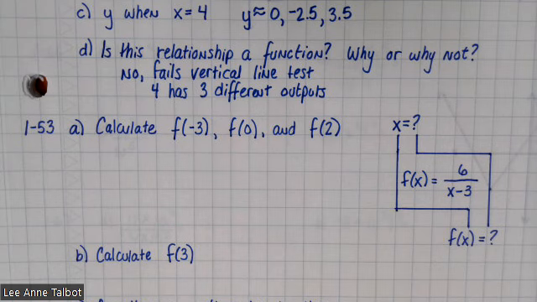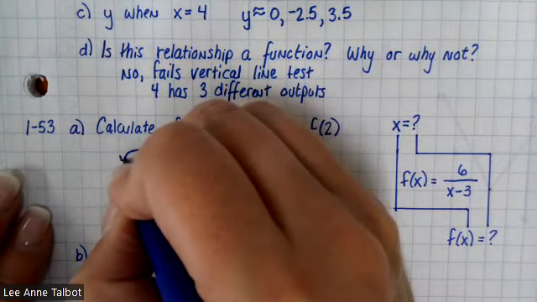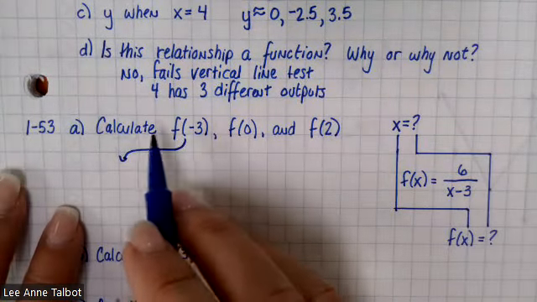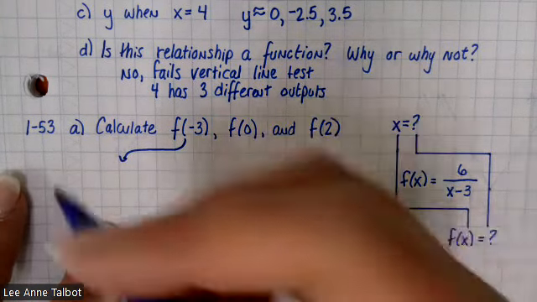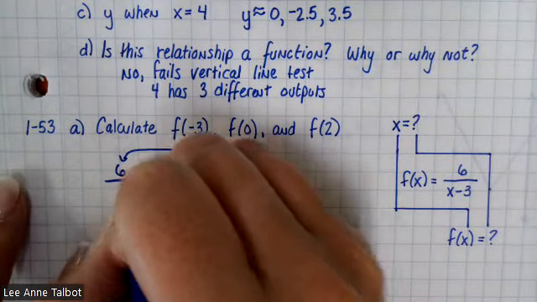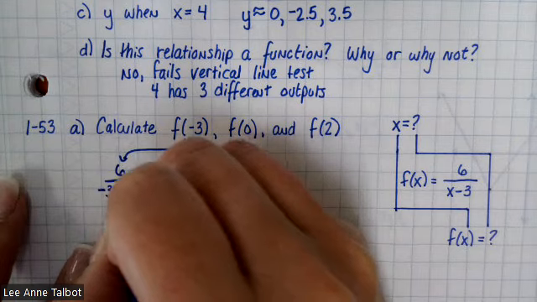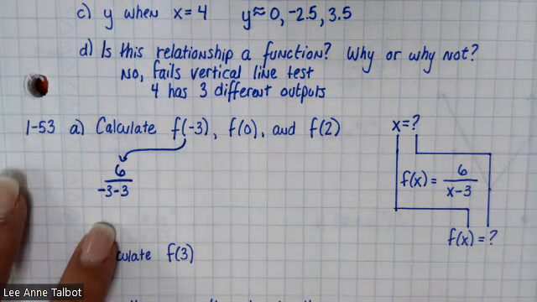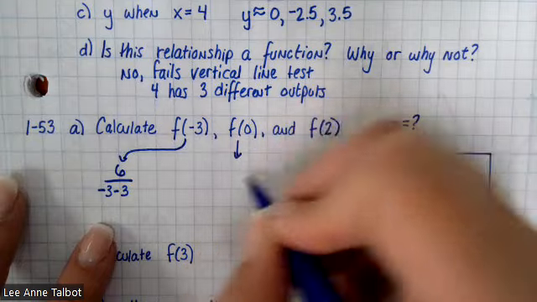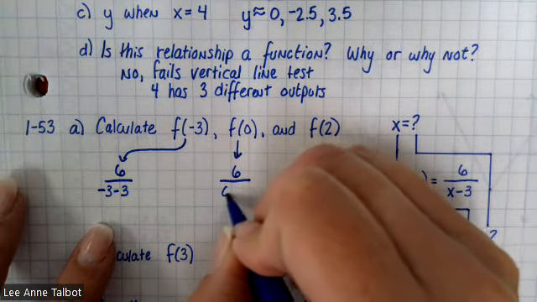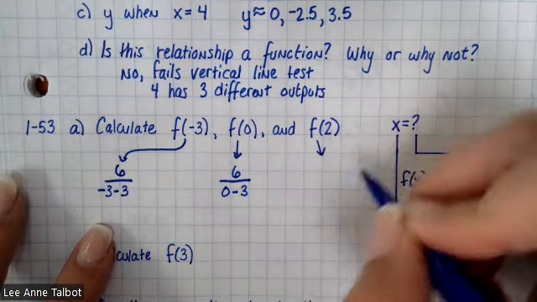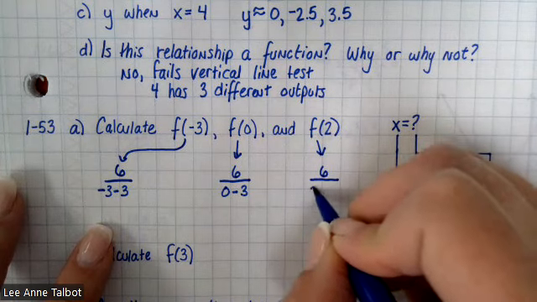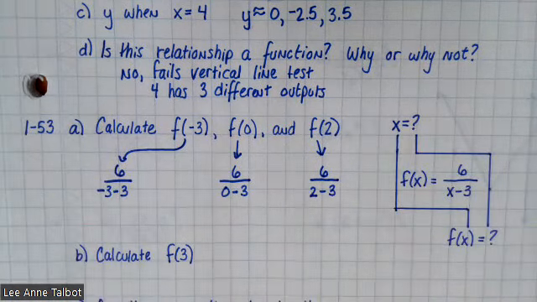Okay, do you guys know how to do these? So I'm actually going to do little arrows to show where they go. I'm going to do this guy here. So f of negative 3 means I'm going to put a negative 3 in the x spot. So this will be 6 over negative 3 minus 3. This one will be 6 over 0 minus 3. And this one will be 6 over 2 minus 3.